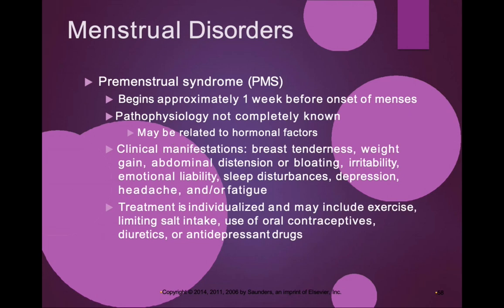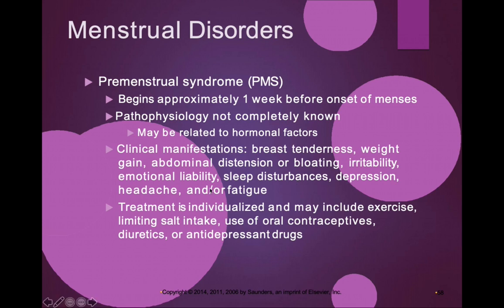All right, let's talk about PMS, premenstrual syndrome. Remember, a syndrome is a concoction of a bunch of different clinical symptoms that tend to show up at one time, not just one thing, but many things. So it begins approximately a week before the onset of menses, and it's believed to be related to hormonal factors. Some of the symptoms are breast tenderness, weight gain, abdominal distension or bloating, irritability, moodiness, mood swings, emotional lability, sleeping issues, depression, headaches, fatigue.